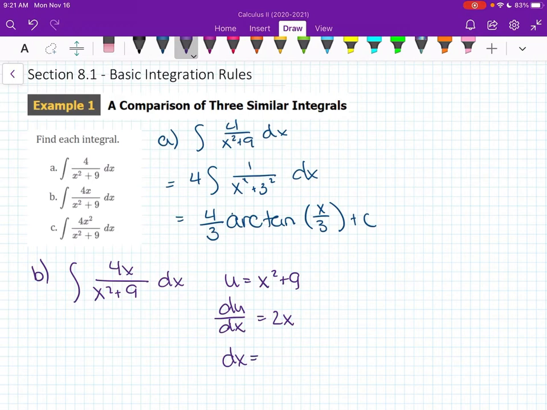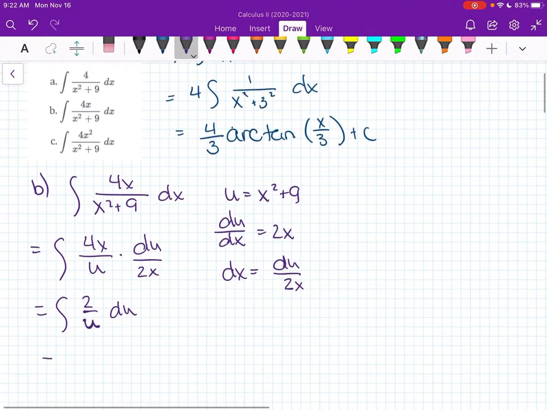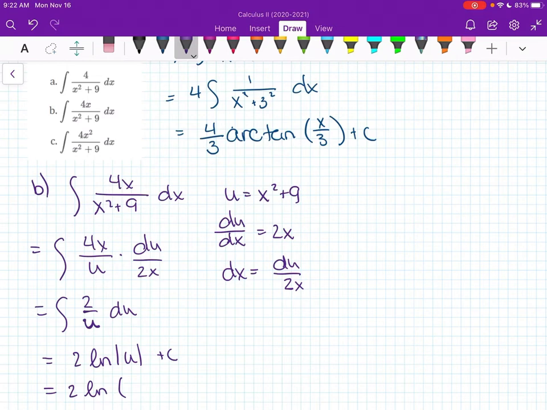So then I have that dx is going to equal du over 2x. So when I put my substitution back in, I have 4x over u times du over 2x. So then I'm just going to have an integral of 2 over u du, which then will be 2 times the natural log of the absolute value of u plus c. Substitute back in my u, and I don't need absolute value anymore because x squared plus 9 can never be negative. All right, so then my last integral is a little different.